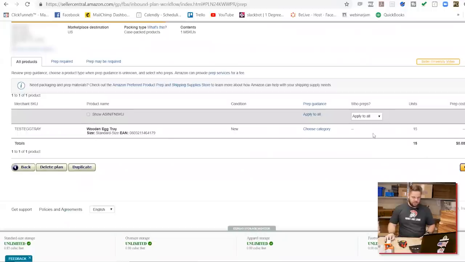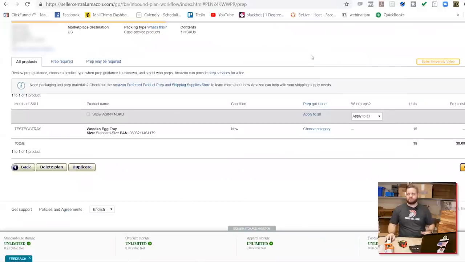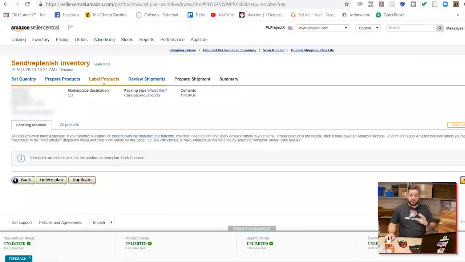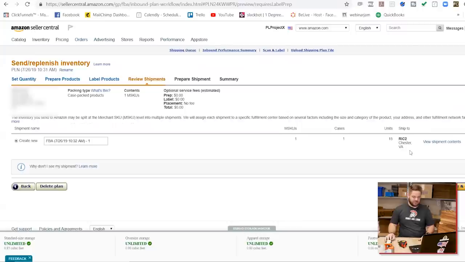And then basically, we've already taken care of everything that we're supposed to here. It's asking us for category for specific prep, which there isn't. This would be like if there was an expiration date for food or something like that. We don't have to worry about it. And again, I'm just cruising through here really fast because we're going to get more into shipping and logistics later. This is just to show you how quick and simple the test process is.